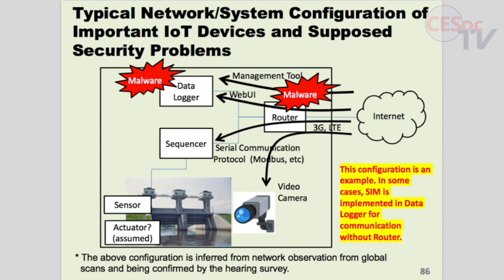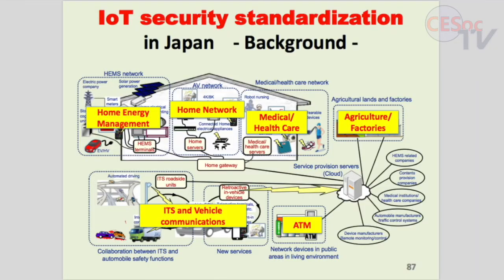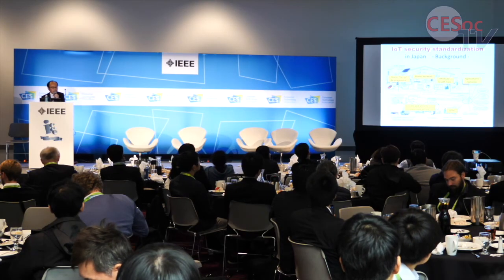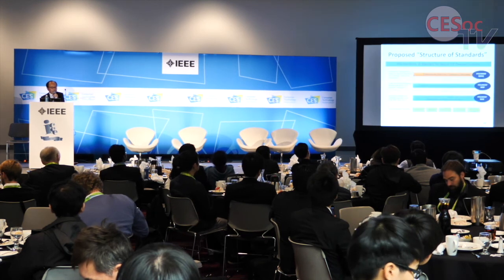And this is a different story, about standardization. We recognize several important IoT environments: home energy management, home network, medical, healthcare, agriculture, factories, ITS vehicle communication, car communication, and ATM, etc., connecting to cloud computing and back-end systems. This is the basic architecture of the IoT environment.